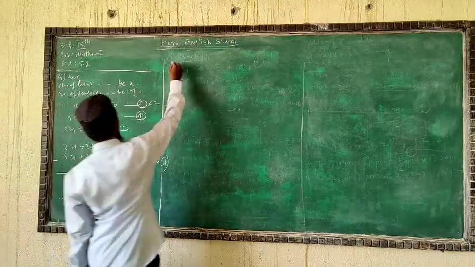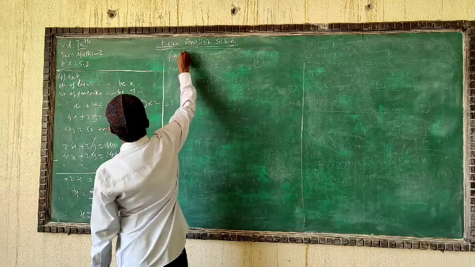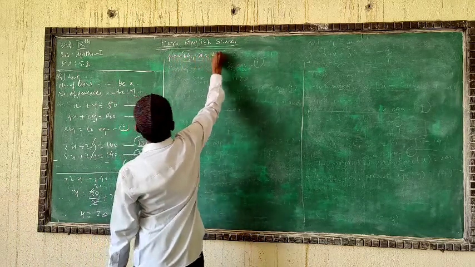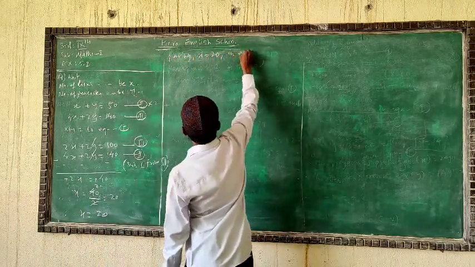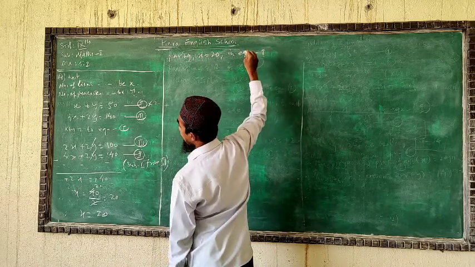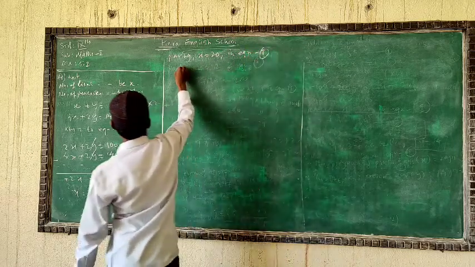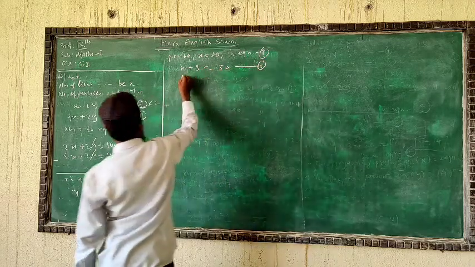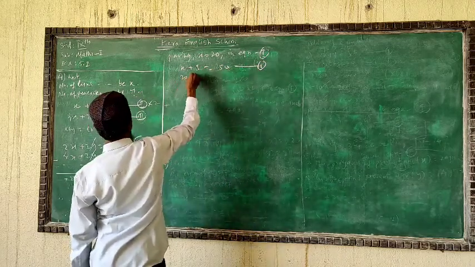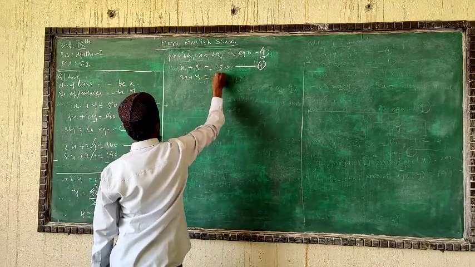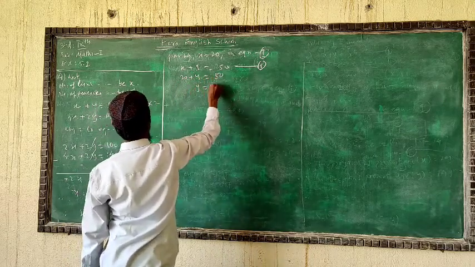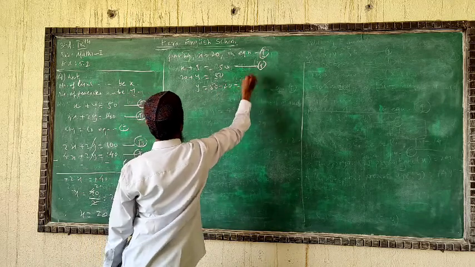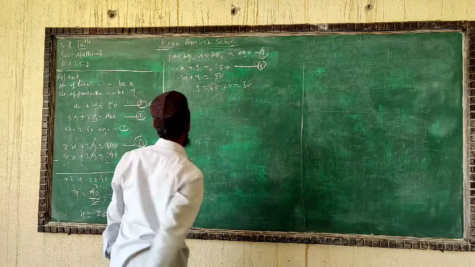Now keeping the value of x, we'll write here, placing x equal to 20 in equation 1. We have the equation 1, x plus y equal to 50. Now x we got here 20, keep the 20, y will be as it is, 50. Y is equal to 50 minus 20, you will get 30. Okay, now we got y equal to 30.